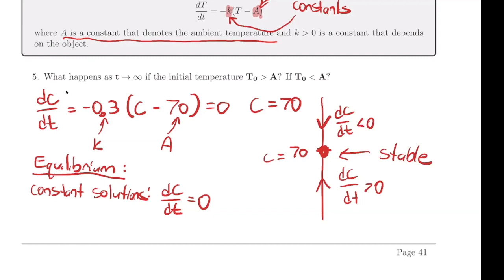Okay, so this A, this ambient temperature, is actually representing an equilibrium solution. And with heating and cooling problems, the equilibrium should be a stable equilibrium.